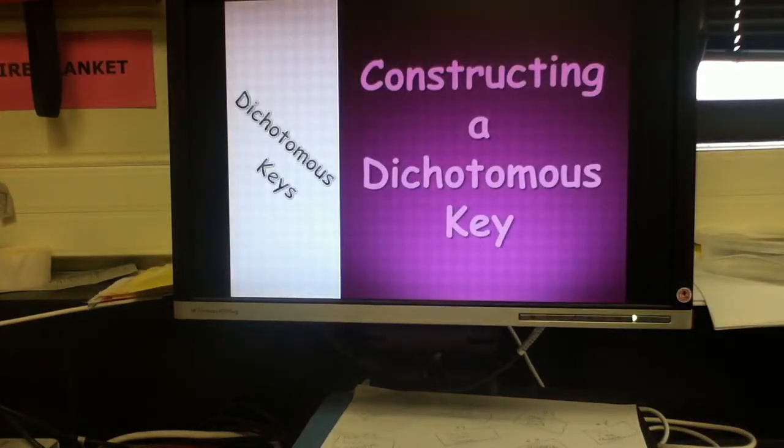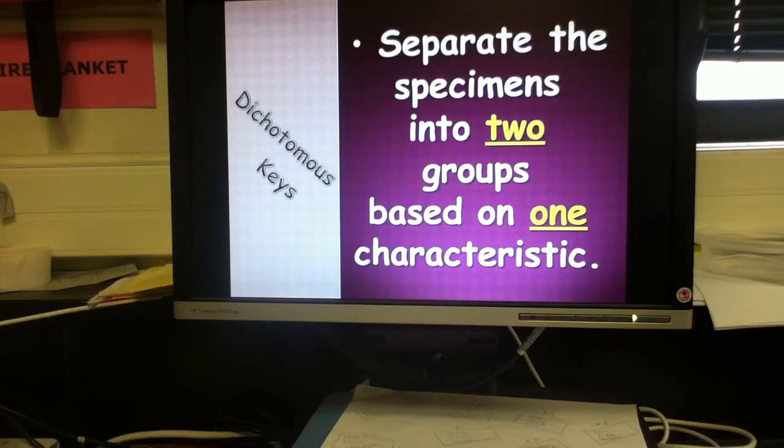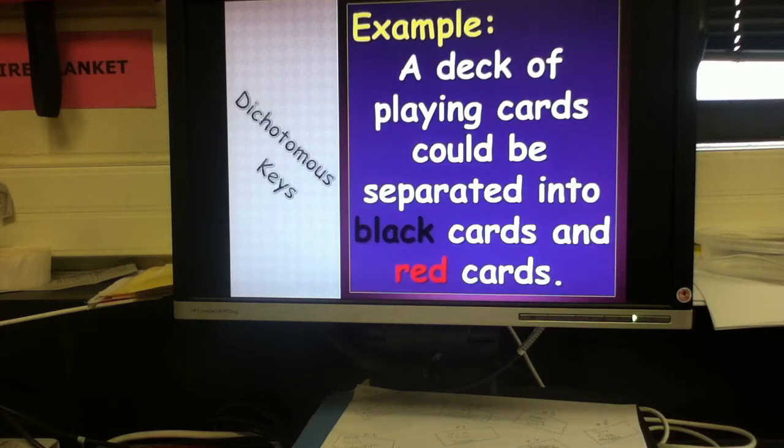When constructing a dichotomous key, you must separate the specimens into two groups based on one characteristic. So this has to be something that applies to either one or the other. You cannot separate it into more than two groups. Example, a deck of playing cards could be separated into black cards and red cards.